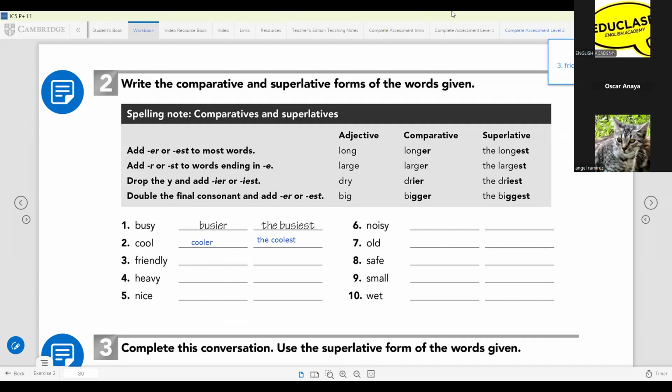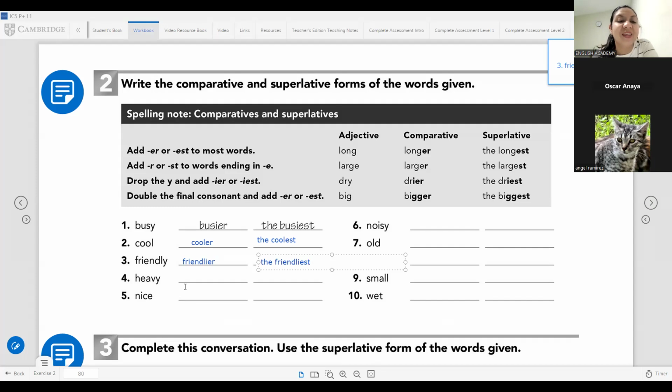Okay, with friendly. More friendly. I have found that we can do it both ways. We can say more friendly or the most friendly, and also we can say friendlier and the friendliest. Why both, teacher? Because the word has two syllables. Yes, friendly.